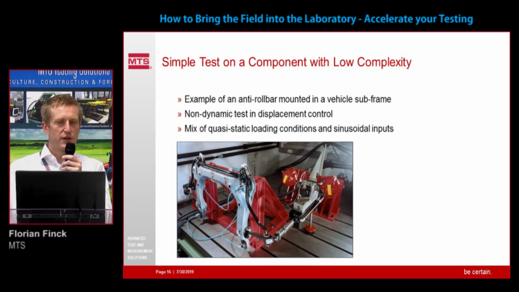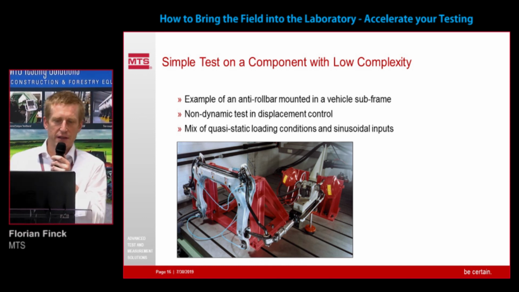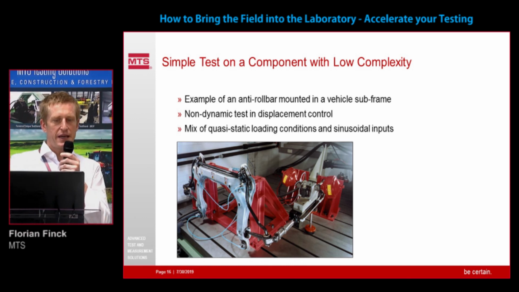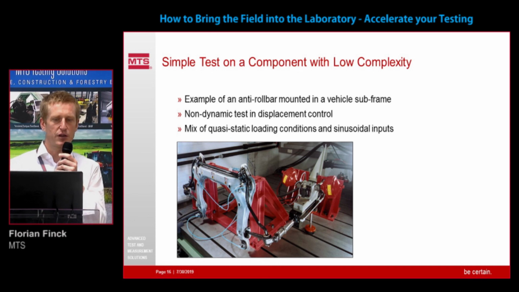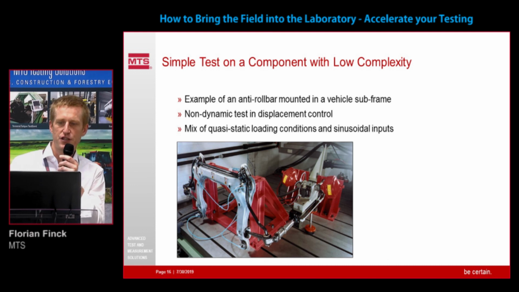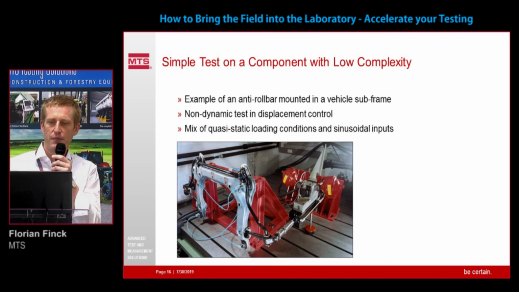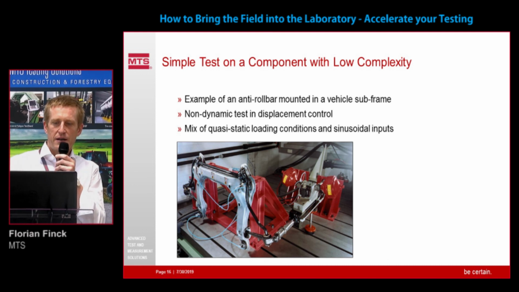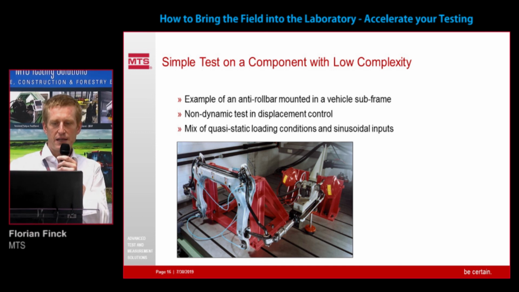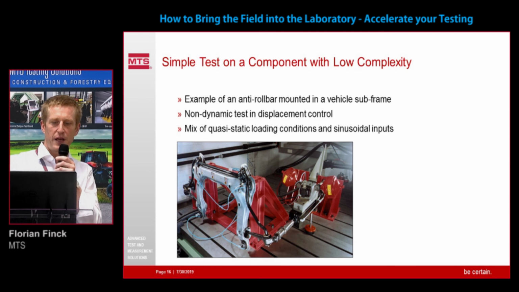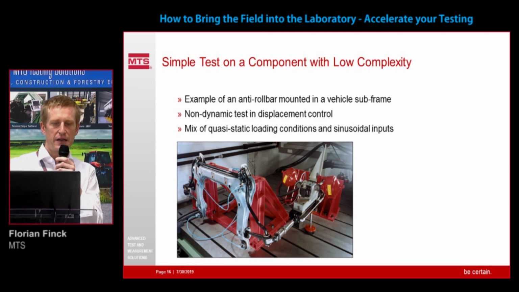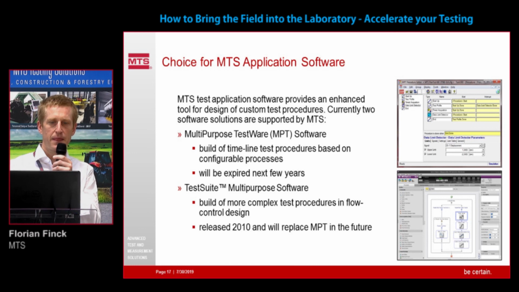So this is an example of a rather simple test. It's an anti-roll bar. In this case, it's mounted in a vehicle subframe, and there's not a lot of dynamic involved in this test. We have a mix of some quasi-static loading conditions and then sinusoidal load inputs. You can see this test setup is a very simple component test with an actuator pulling on one side of this anti-roll bar assembly.